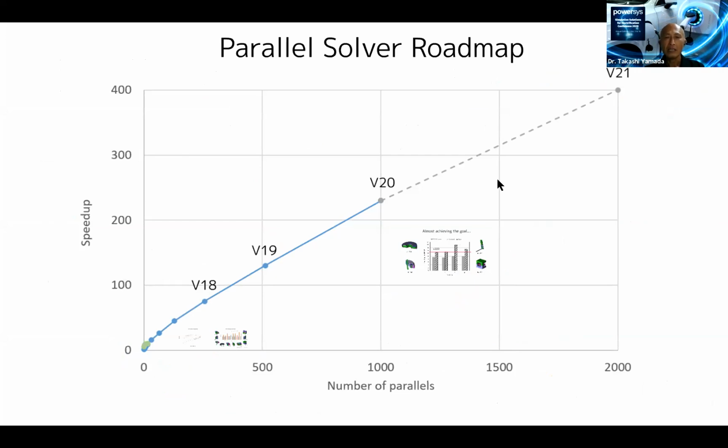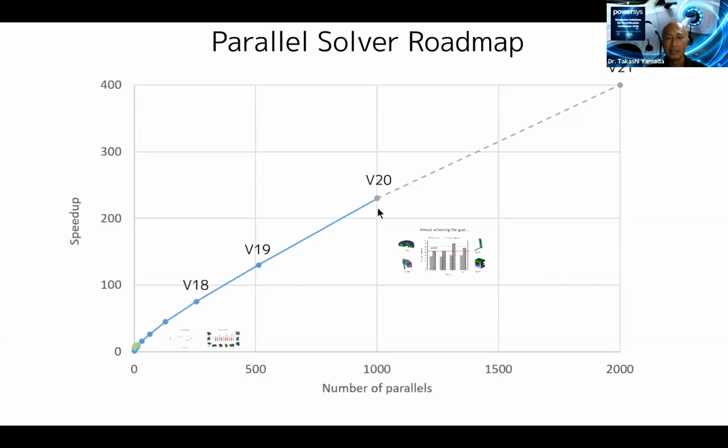Okay, this is a roadmap of our parallel solver. The goal is to achieve 400 times speed up using 2000 cores by the end of next year. This is the top right here. It's a goal. We are now in the middle here. We are releasing the next version, which is version 20, at the end of this year. And the goal is to exceed 200 times using 1000 cores. This is the goal this year.